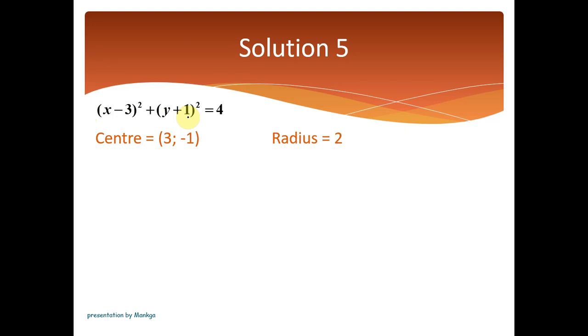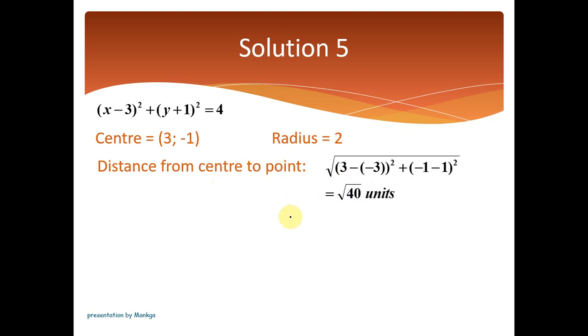First thing we do, we find the center of the circle, which is (3, -1). They're given. Then the radius is what? It's 2. So once you get the radius, you know the length from the center to any point on the circumference. Then secondly, the distance from the center to a point, you're going to use Pythagoras, where we simply substitute.